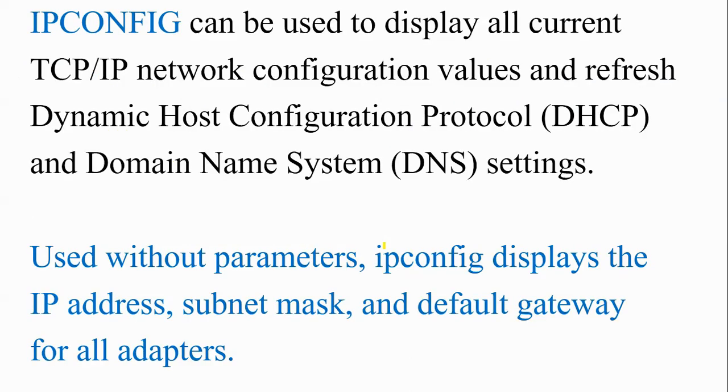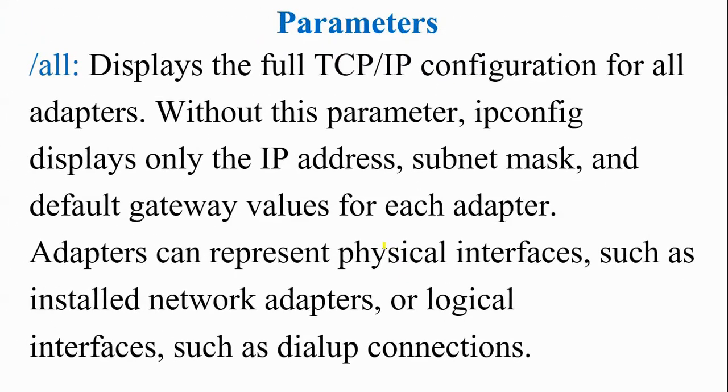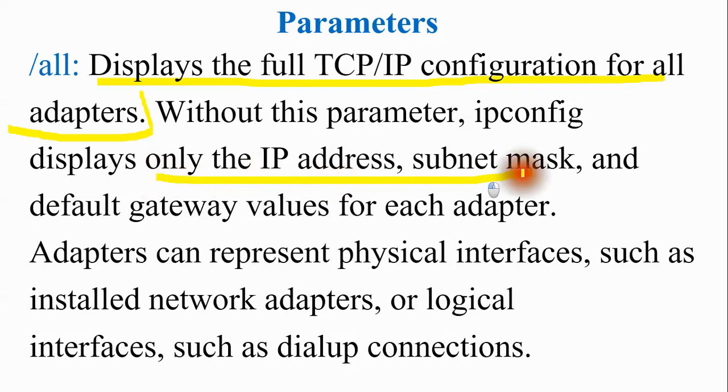So let me show you here only. Okay, the first parameter is ipconfig /all. So guys, here if you see what will happen, it displays the full IP configuration for all the adapters. Without this parameter, ipconfig displays only IP, subnet and gateway. Just now I showed you here.